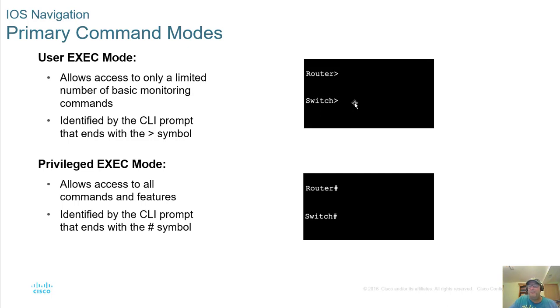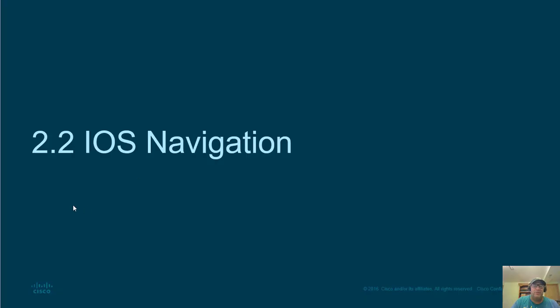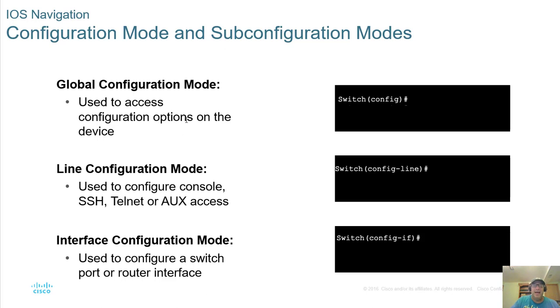Now, how do I get there? It's very easy. Just type in the word enable. Type in the word enable, okay? All right, so that's primary command modes. User exec is where you start. Privileged exec is where you go to when you type in enable. Usually we'll put a password in between those two. I didn't mean to do that. And let's move into some other modes that are available to you.